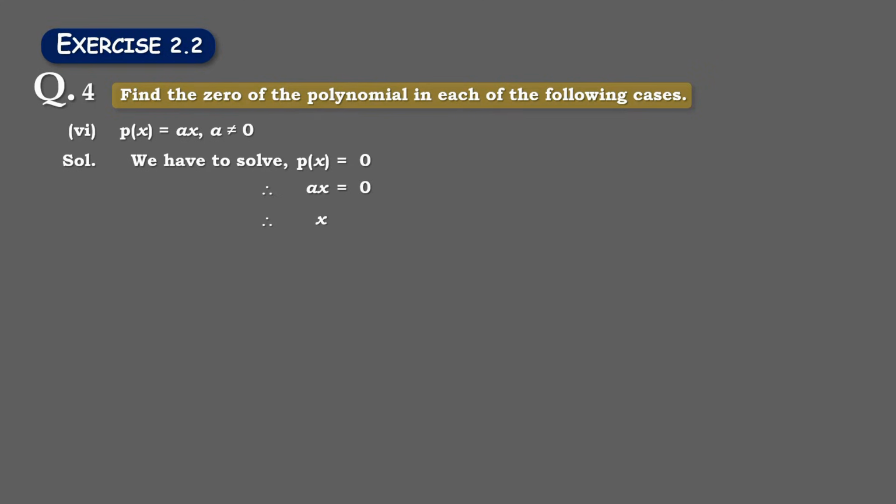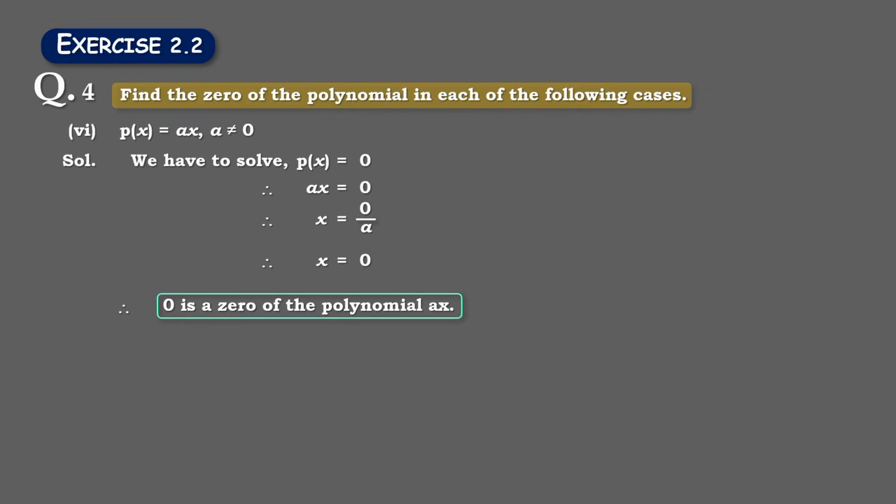Now, since a is not equal to 0, we divide both sides by a. This gives x equals 0 divided by a. 0 divided by any non-zero number is 0. So, the value of x is 0. Therefore, 0 is the zero of the polynomial ax.